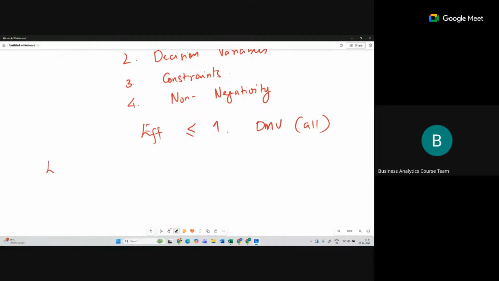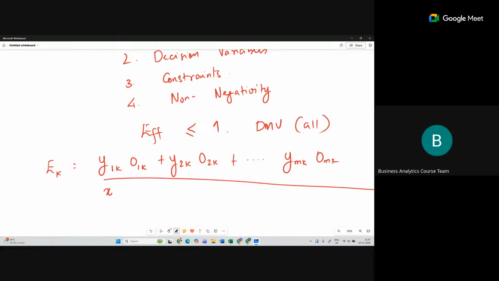Okay. So the efficiency here is y1k o1k plus y2k o2k and so on up to ymk omk, divided by x1k i1k plus x2k i2k plus dot dot up to xnk ink. Okay.